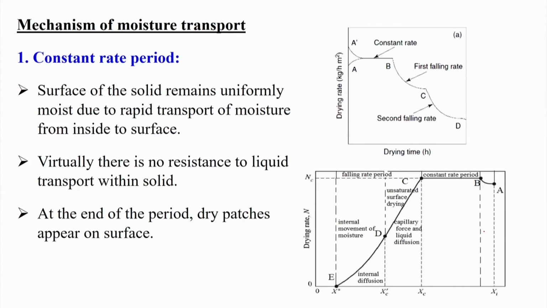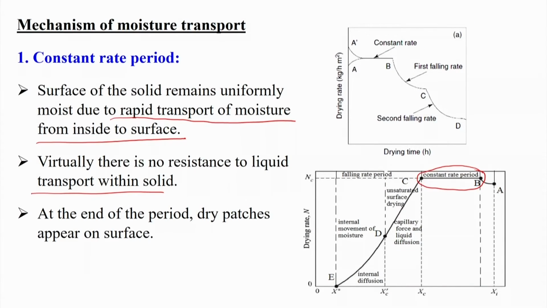Suppose the constant drying rate period, say from B to C. We can say the surface of the solid remains uniformly moist due to the rapid transport of moisture from inside to the top surface of the material. So from B to C, this is the constant drying rate period, and virtually there is no resistance to the fluid transport within the solid, because a huge amount of liquid water is there, and it will be evaporating from the top surface.